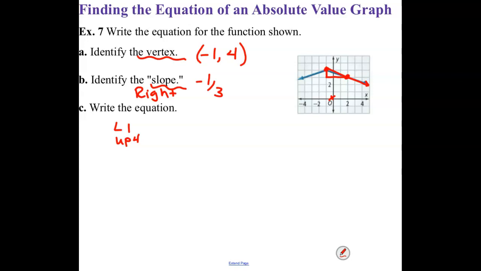Can we write the equation now? y equals -1/3. The slope on the right, absolute value. We want to go left, so we need x plus 1. And we want to go up 4. Does that make sense?